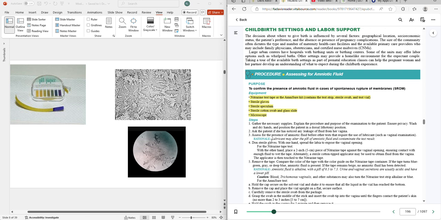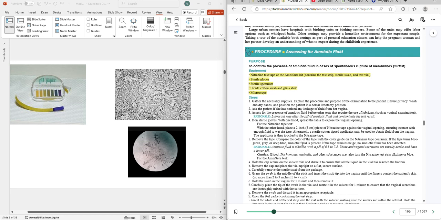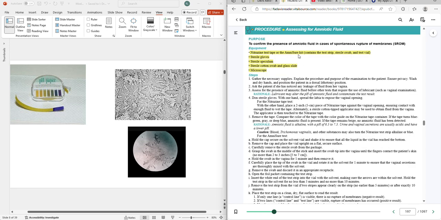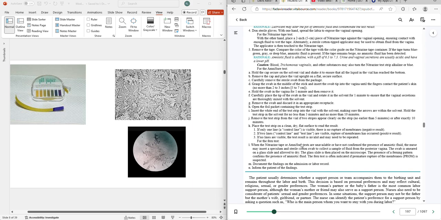So, does lubricant form a fern pattern on a microscope? No, it does not. So that's why I'm saying this to me is the most accurate test. But they do use those AmniSure kits, and there are some more trade names for those little swabs. But you'll see this crystallized ferning pattern on a microscope, and that indicates the amniotic fluid.